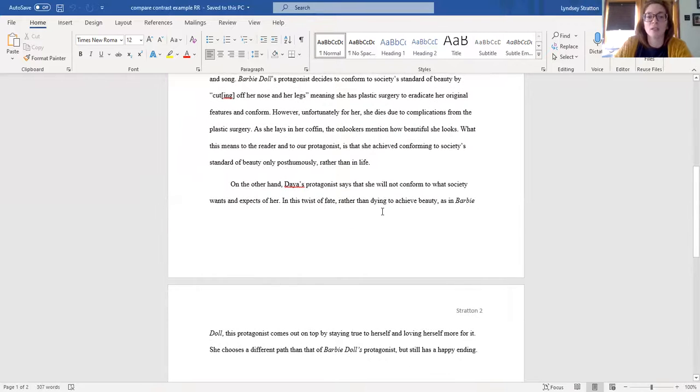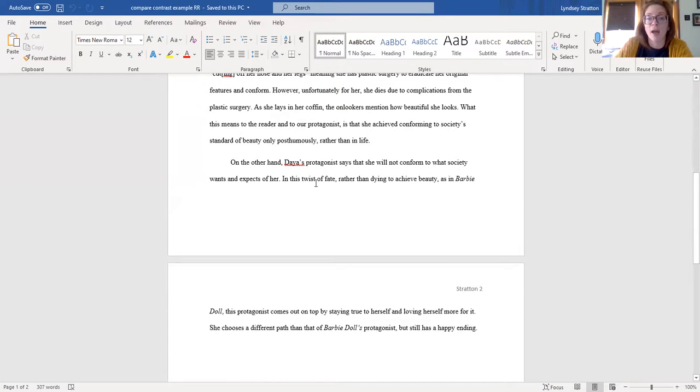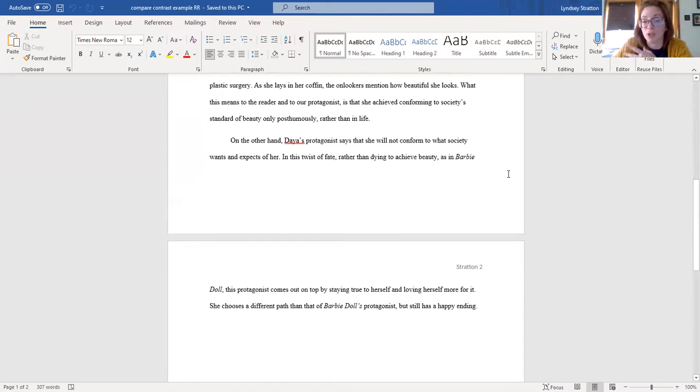And on the other hand, Daya's protagonist says that she will not conform to what society wants and expects of her. And in this twist of fate, rather than dying, she comes out on top by staying true to herself and loving herself more for it. She chooses a different path than that of Barbie Doll's protagonist, but still has a happy ending. There is much more that I could have said. However, it was strictly an example that I was writing to show students what I expected. Again, it is just an example.